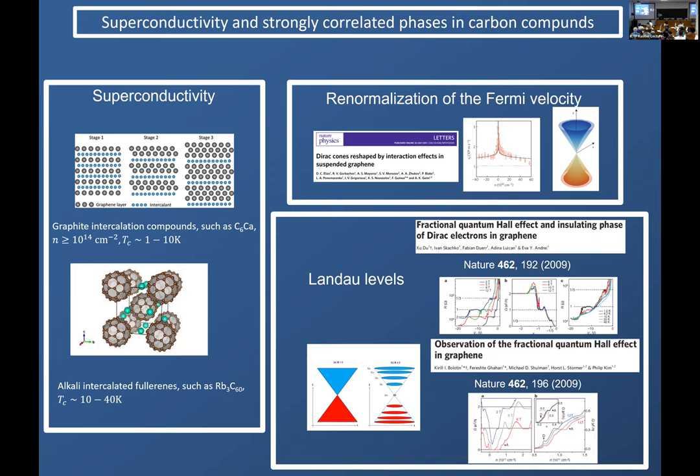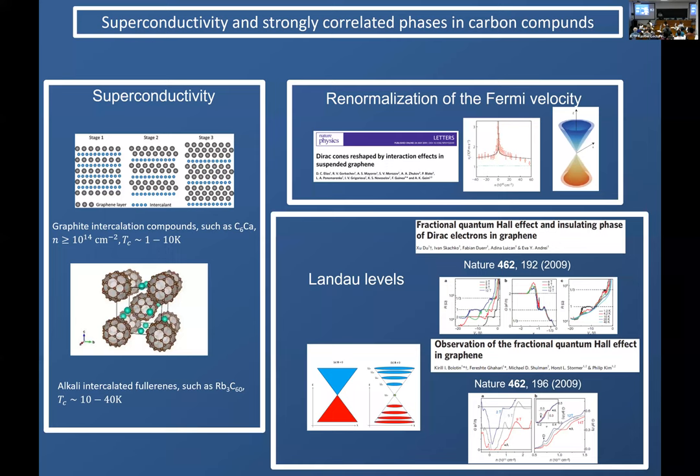Correlated states and superconductivity in carbon compounds were rare before the experiments at MIT from Pablo Jarillo-Herrero. People have found superconductivity in graphite intercalation compounds, which you can think of as heavily doped graphene layers. People have found the famous renormalization of the Fermi velocity due to the fact that it's a Dirac system, and because of that, long-range Coulomb interactions are not screened. And people have found correlated behavior in the quantum Hall regime in graphene, and also superconductivity in doped fullerenes up to relatively high critical temperatures.